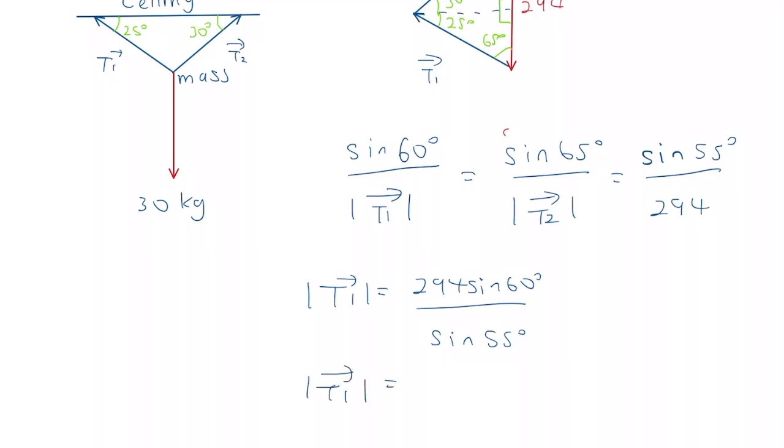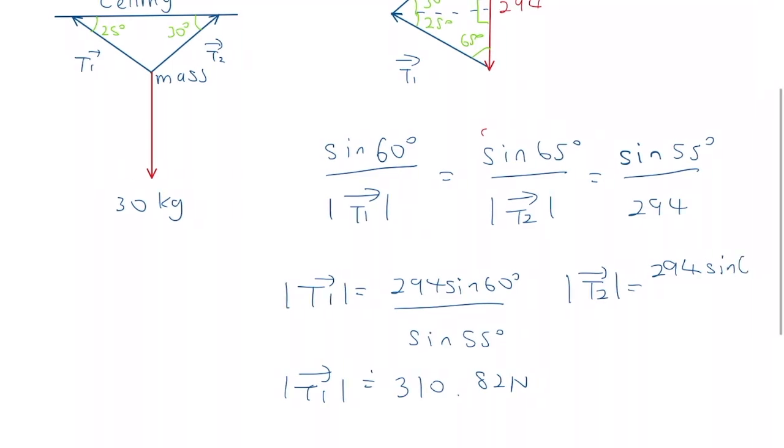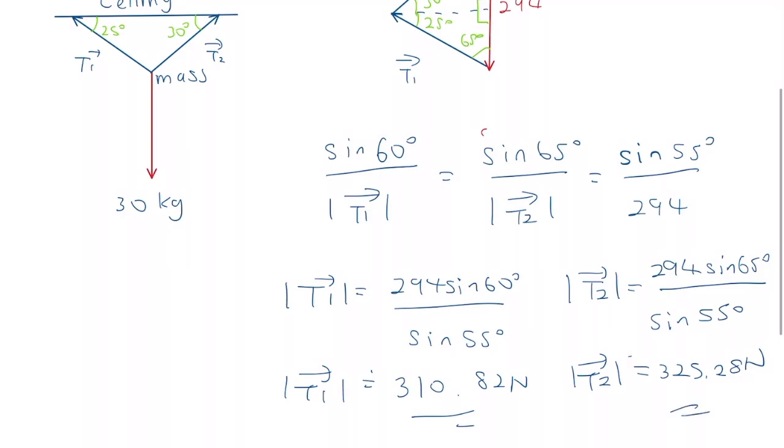Put this in the calculator, we get around 310.82 newtons. As for T2, almost the same, 294 sine 65 degrees this time over sine 55 degrees. This answer would be around 325.28 newtons, and you're done.